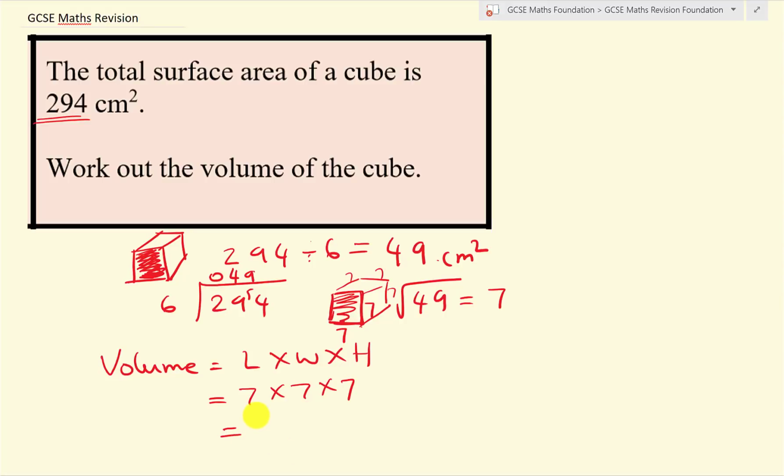49 times 7 is, now always, if it's a non-calculator question, always do the calculation on the side. 7 times 9 is 63, 7 times 4 is 28, add 6 is 34. 343, and because it's volume, centimeters cubed. So we found the volume.